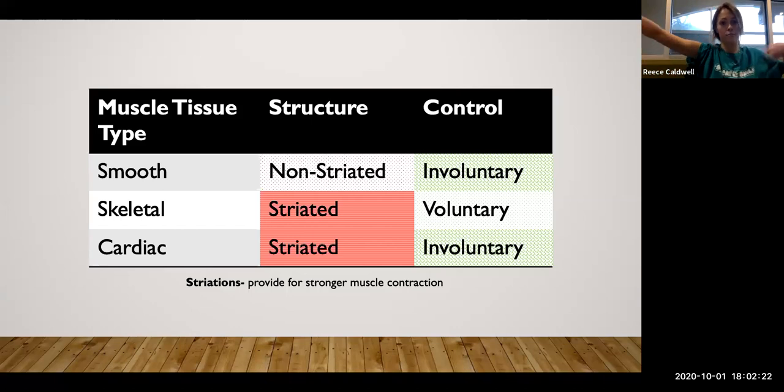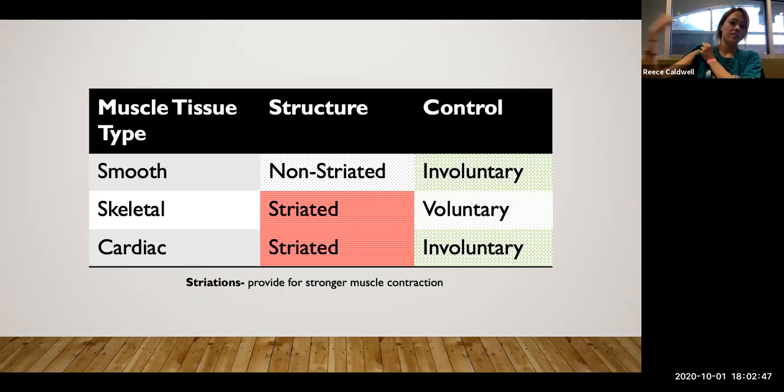You are making that happen. Cardiac muscle, no. You do not think, okay, beat, okay, beat. It does it on its own, or all day long we'd be sitting there thinking beat, beat, contract, contract. That's impossible. We would not be able to sustain life. So cardiac muscle, involuntary, beats on its own or contracts on its own.